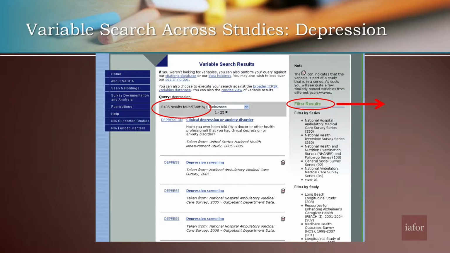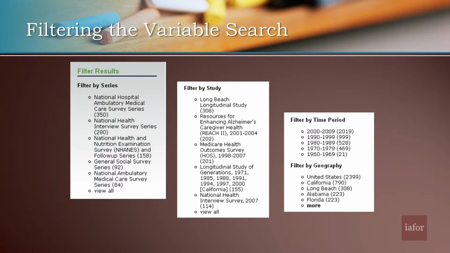Similarly, you can look across studies. So you can look across the entire ICPSR and NACDA collection. Here, depression across NACDA finds 2,435 different variables across studies that look at different depression measures. From there, you might want to filter this down into a slightly more reasonable number of variables.